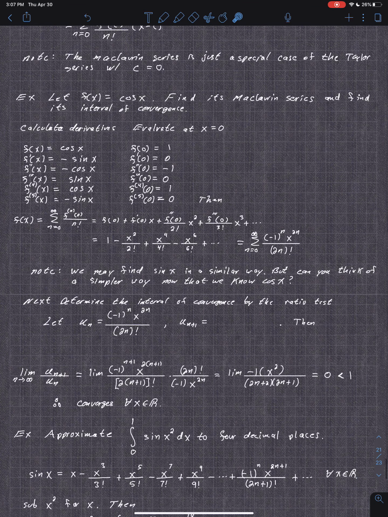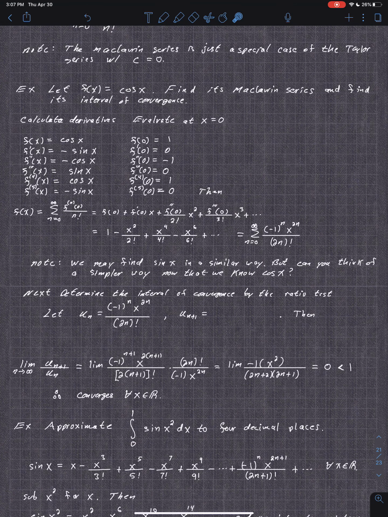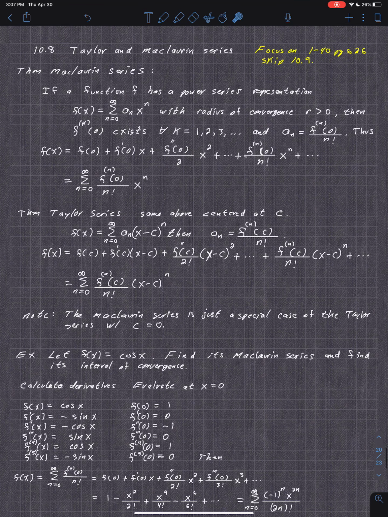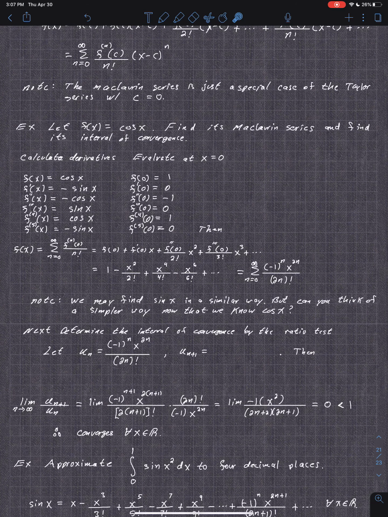Let me just show you what this looks like. It's easier to see once you do it. We're going to keep it simple, and we're not going to get into the error and all that kind of stuff. So going back here, in this chapter 10.8, focus on problems 1 through 40, page 625. We're going to skip 10.9. I think I did assign that for homework, but you can skip that. So just focus on these types of questions. Basically it's conducting an expansion, or creating the Taylor or Maclaurin expansion.